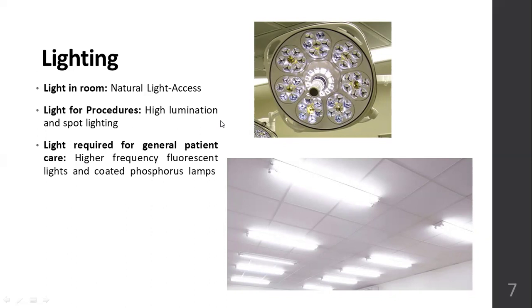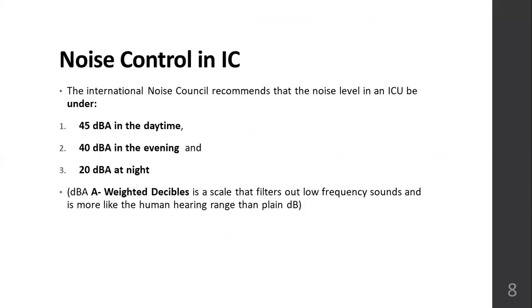For the light required for general patient care, high frequency fluorescent lights and coated phosphorus lamps are used. This is the tube light. Coated phosphorus lamps are basically tube lights. For general patient care, the light under a tube light is more than enough at night. But in the daytime, as much as possible, access to natural light should be given.